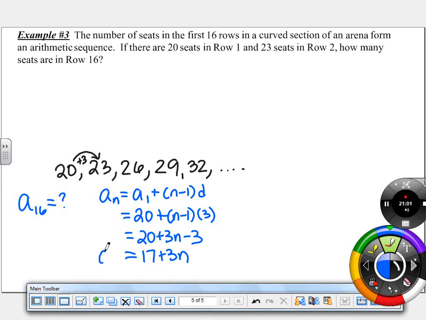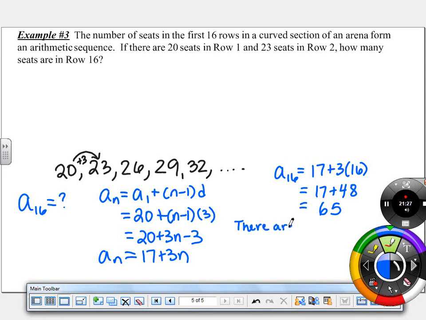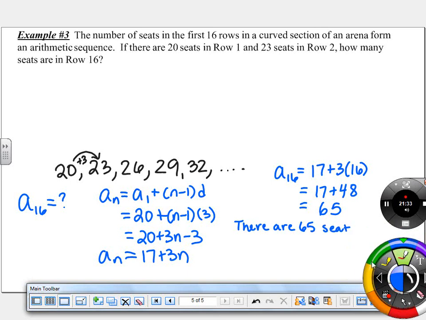So I get that a sub n is equal to 17 plus 3n. So to find a sub 16, I would do 17 plus 3 times 16. Let's see, that would be 48 plus 17, which would be 65. So my answer would be that there are 65 seats in row 16. And that would be it.